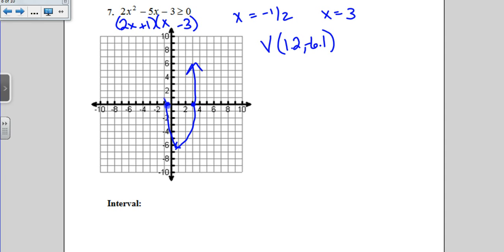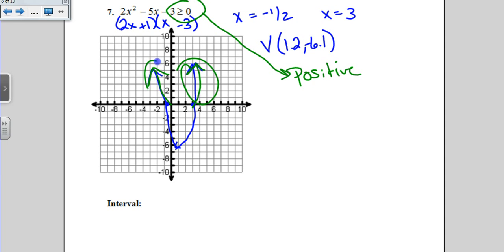Okay, so anyways, they want to know where this parabola is greater than or equal to 0. So in this case, they want to know where this parabola is positive, because greater than 0 would be numbers that are positive. So when I look at my graph, the parts of the parabola that are positive would be the branches that are above the x-axis. So right here and right here.